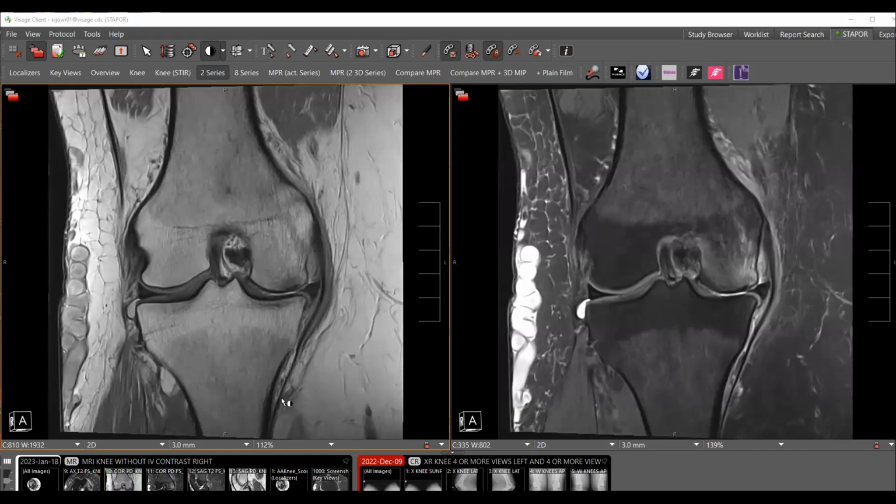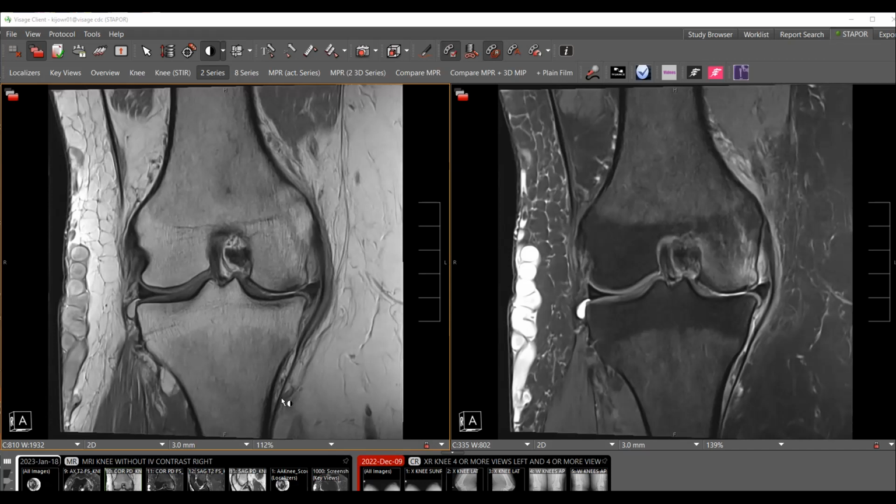I would describe this as deep partial thickness and full thickness cartilage loss diffusely present along the weight-bearing surface of the medial femoral condyle, with associated superficial diffuse cartilage loss on the weight-bearing surface of the medial tibial plateau.